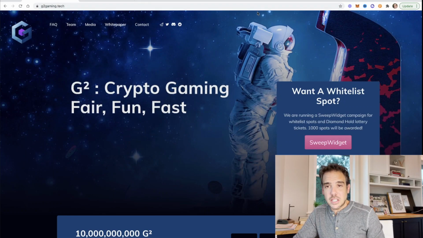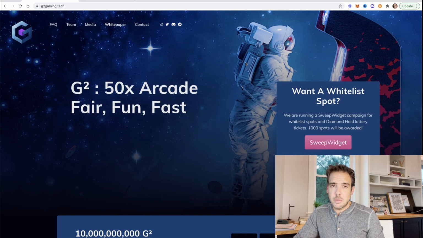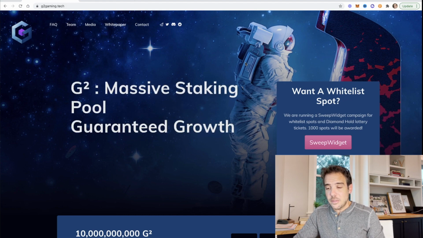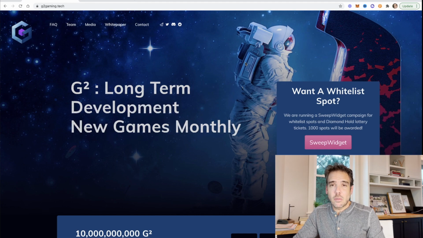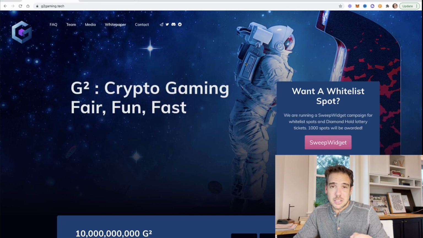Reflections multiplied. So there is a little bit of a reflection token. There's the gaming, of course, as I just said. There's also staking. You can actually stake your tokens to make gains on it. And there's also a lottery. And the lottery, you buy a one-time lottery ticket. It's a lifetime lottery ticket. And then they run weekly lotteries, and you'll be able to possibly win on a weekly basis, right?